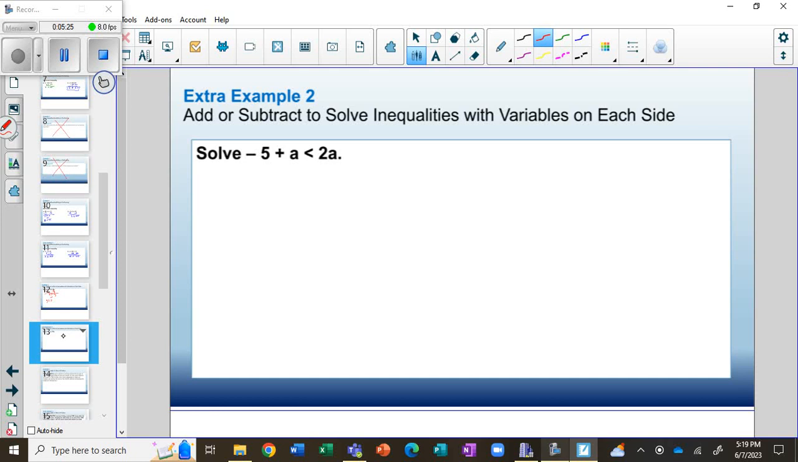I could also just flip the whole thing before I solved it. Next, solve -5 plus a is less than 2a. So if I subtract a on both sides, I'm now left with -5 is less than a. Or we can write it as a is greater than -5.